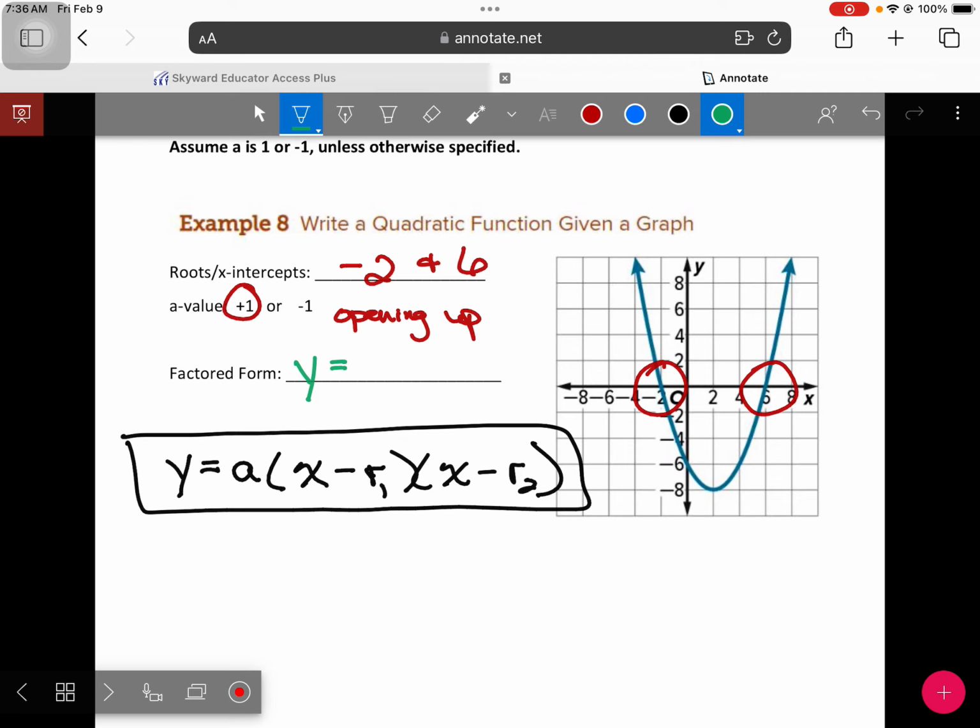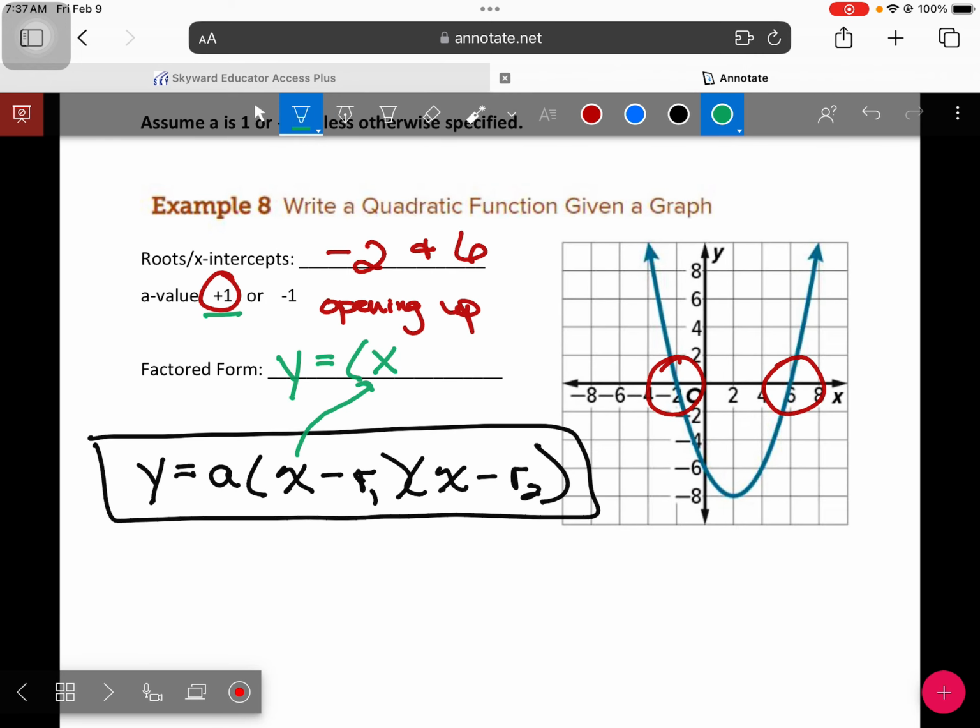Y equals, it's an equation, it's always going to start with y. We said our a value was positive 1. So you can write positive 1, you can write 1, or you can just leave it alone. Okay? As long as it's positive. If it's negative, you have to include the negative. So then this x literally is that same x. It's always x.